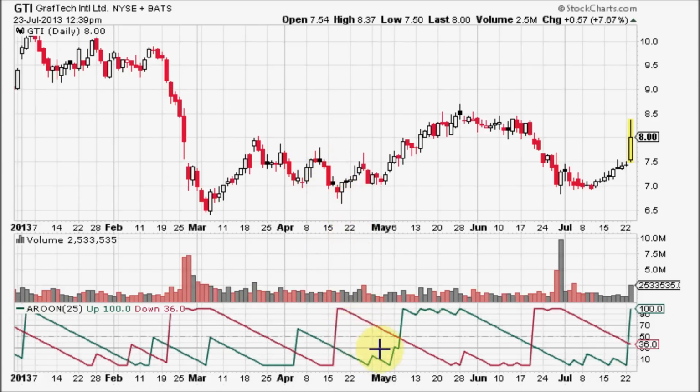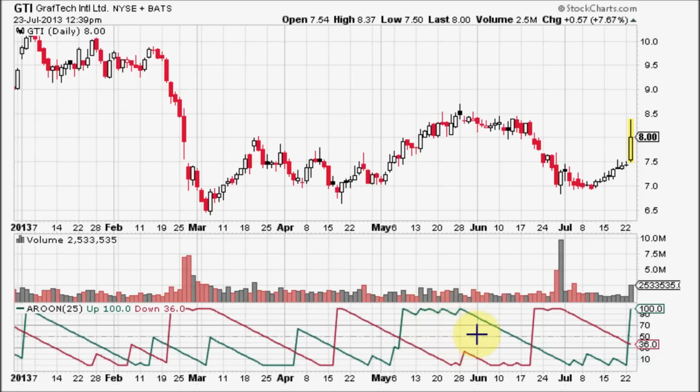So another period of consolidation, and here's where the bulls take over with Aroon up strongly surging up, crossing up through Aroon down and hitting the top end of the range and staying up there. It keeps bouncing up against the top. That's a sign of strength.